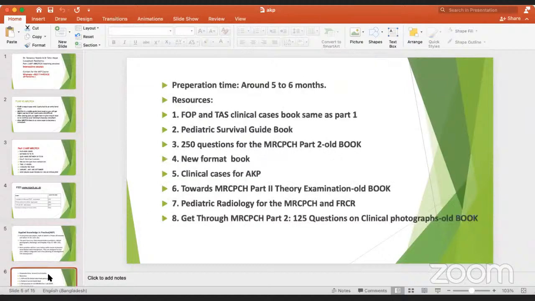Until now, any question you have? So what is the preparation time? Preparation time depends. Some students are very advanced. They are already at middle grade or consultant grade level, specialists in their home country. For them, around 3 to 4 months is enough for AKP. But some students who are under training, juniors, need at least 5 to 6 months with 6 to 7 hours of study daily.